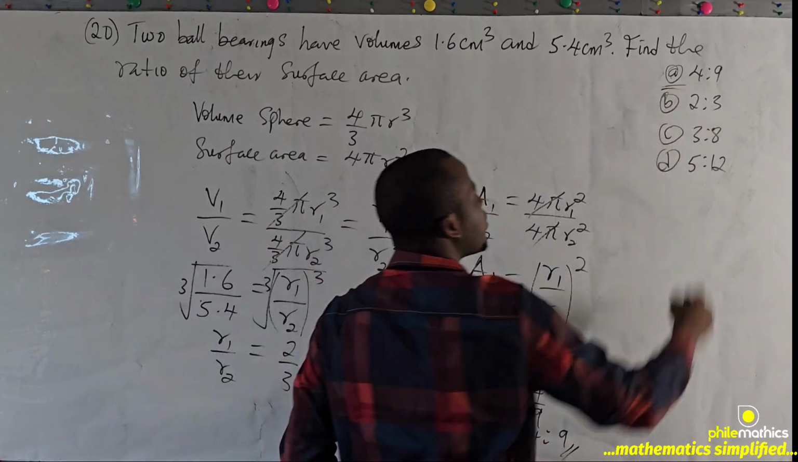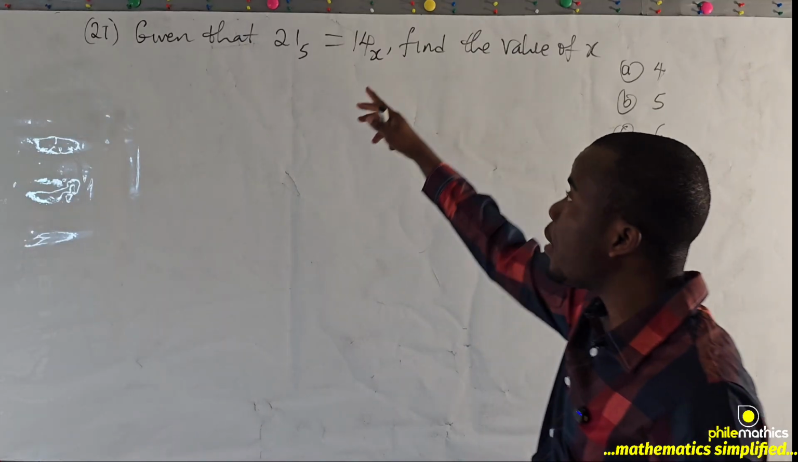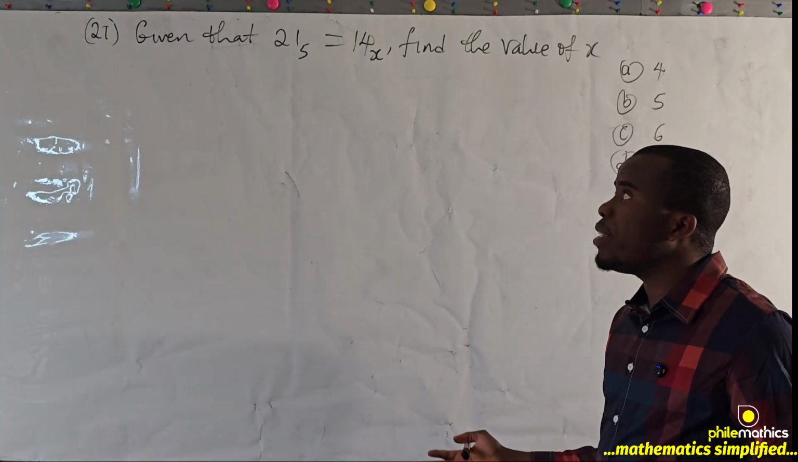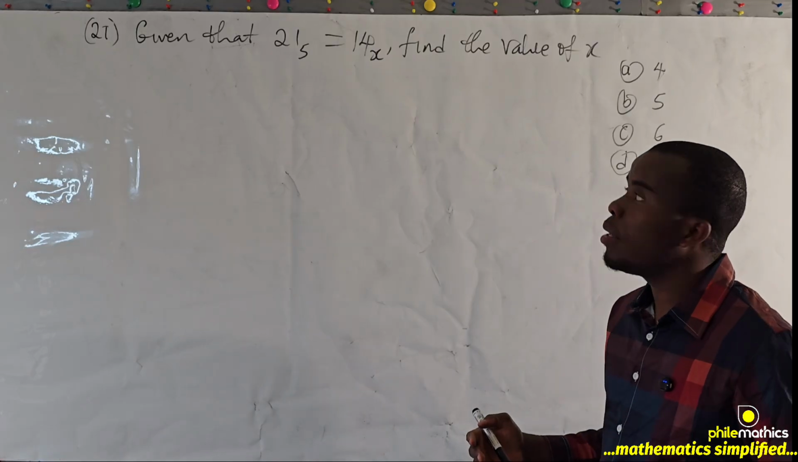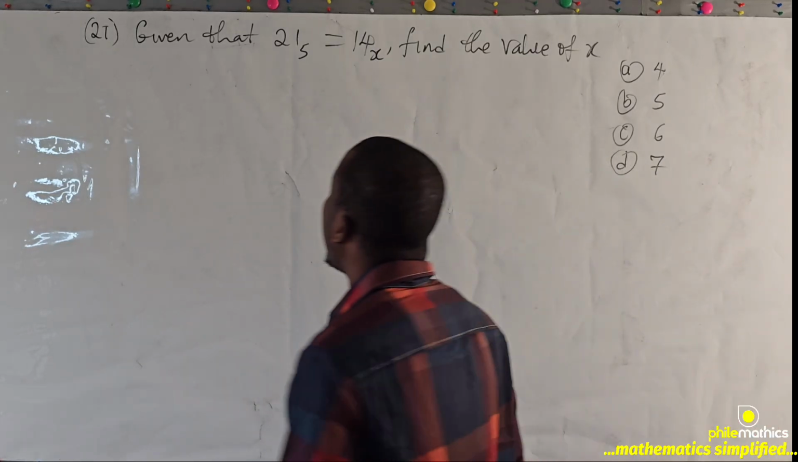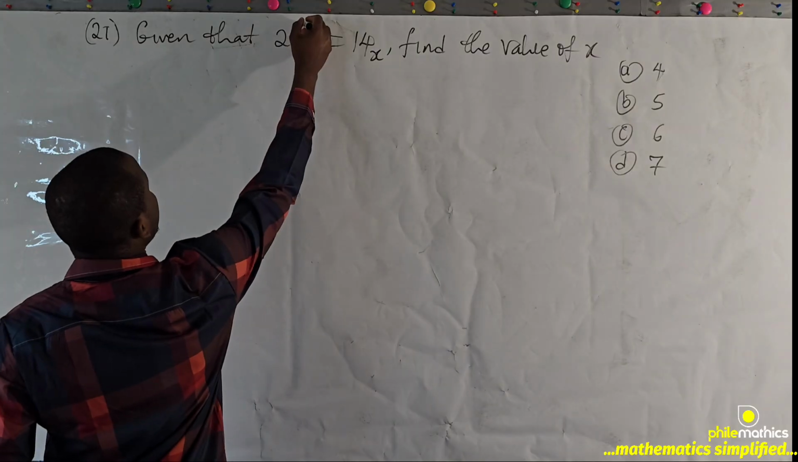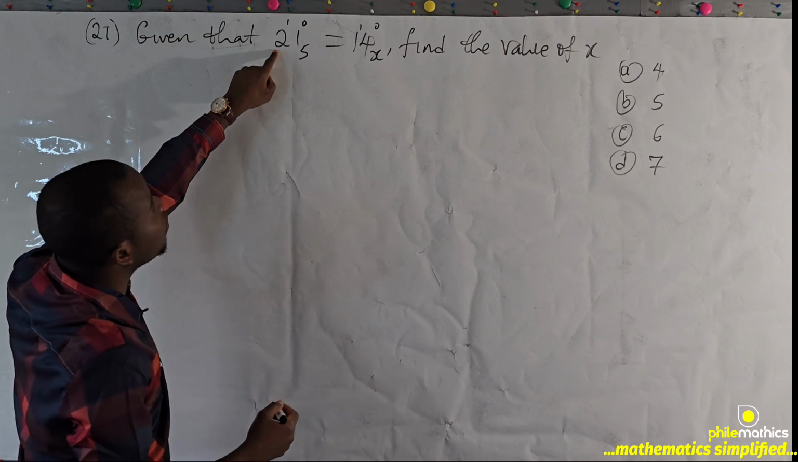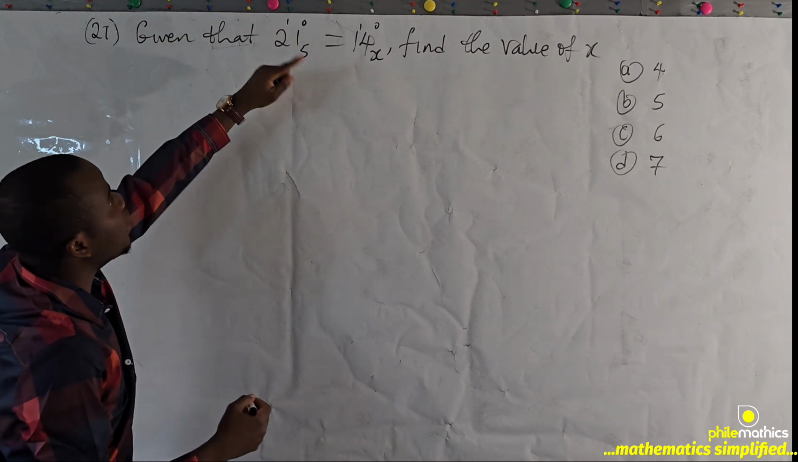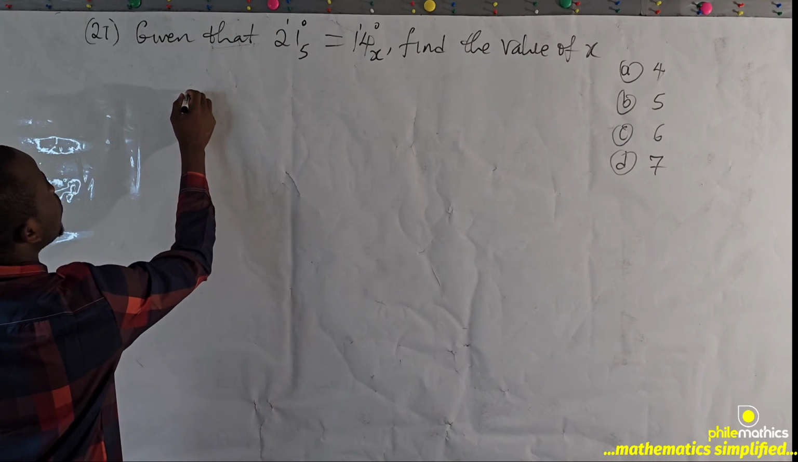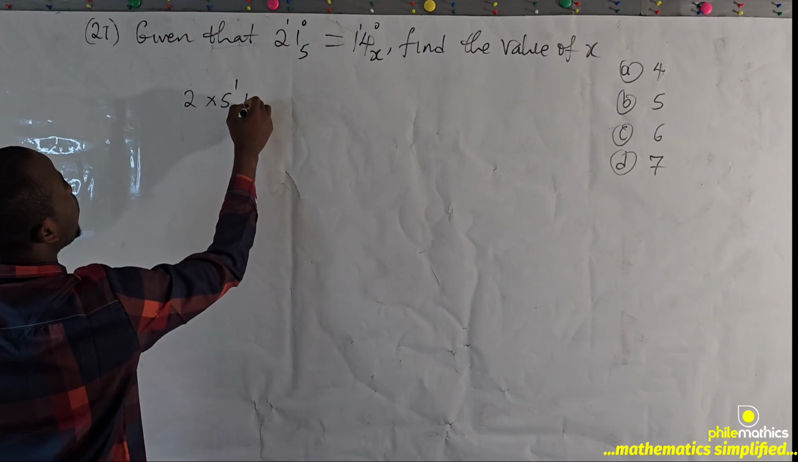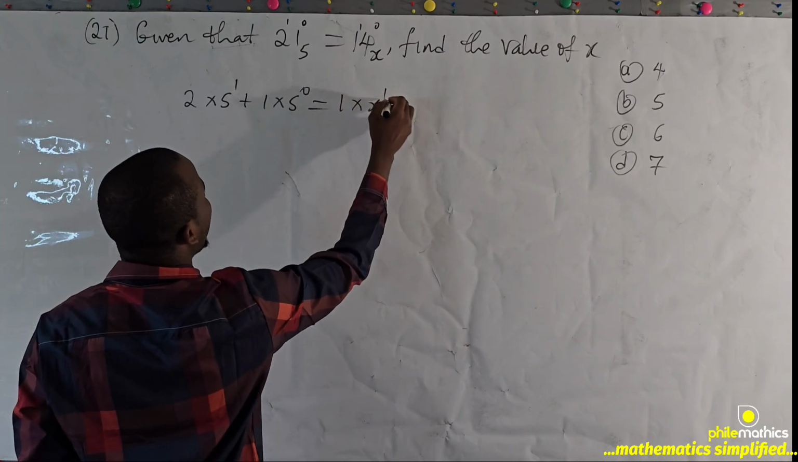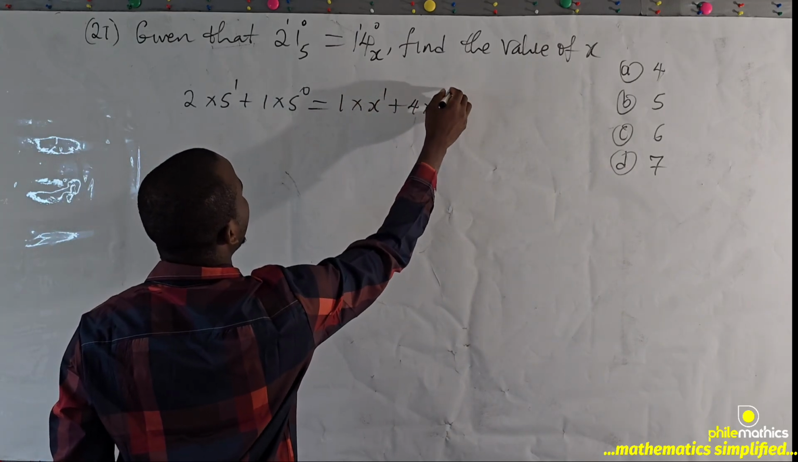That is A. Given that 21 base 5 equals 14 base x, what's the value of x? So for us to do this, we convert both sides to base 10, and then find what x is. And how we do that is, this is position 0, 1, 0, 1. We multiply each digit by the base raised to this power, then add. So this is 2 times 5 to the power 1 plus 1 times 5 to the power 0. This should equal 1 times x to the power 1 plus 4 times x to the power 0.